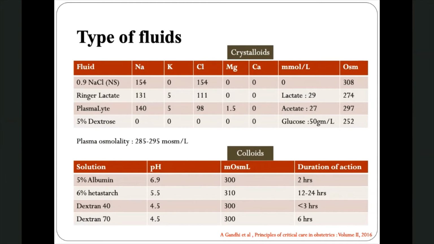And second is colloids. The colloids most commonly available are 6% HES, hydroxyethyl starch, 5% albumin, which is costly, and dextran 40 and 70, which are not that readily available, but have more osmolality.